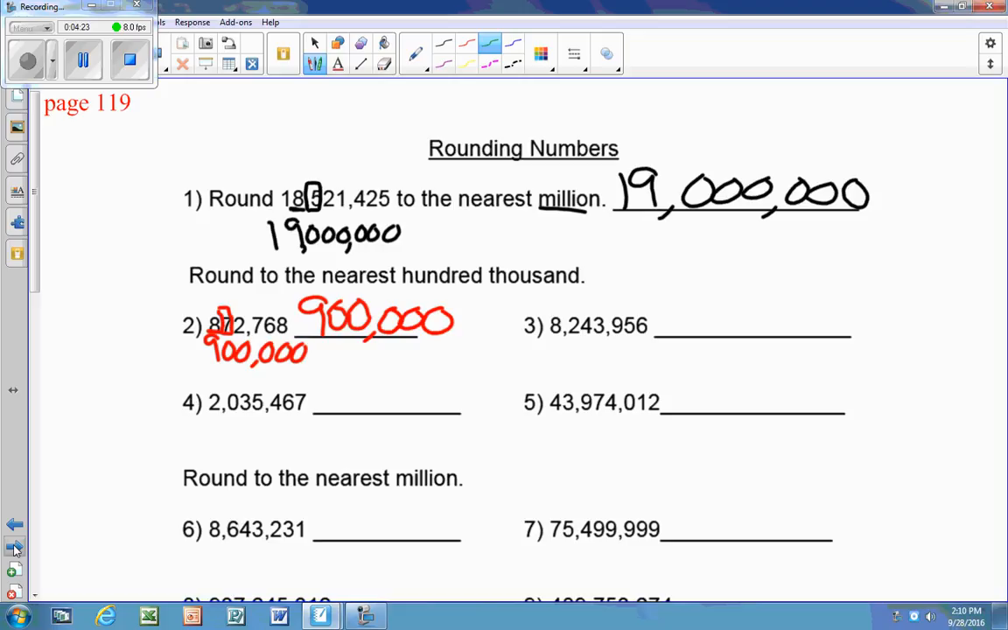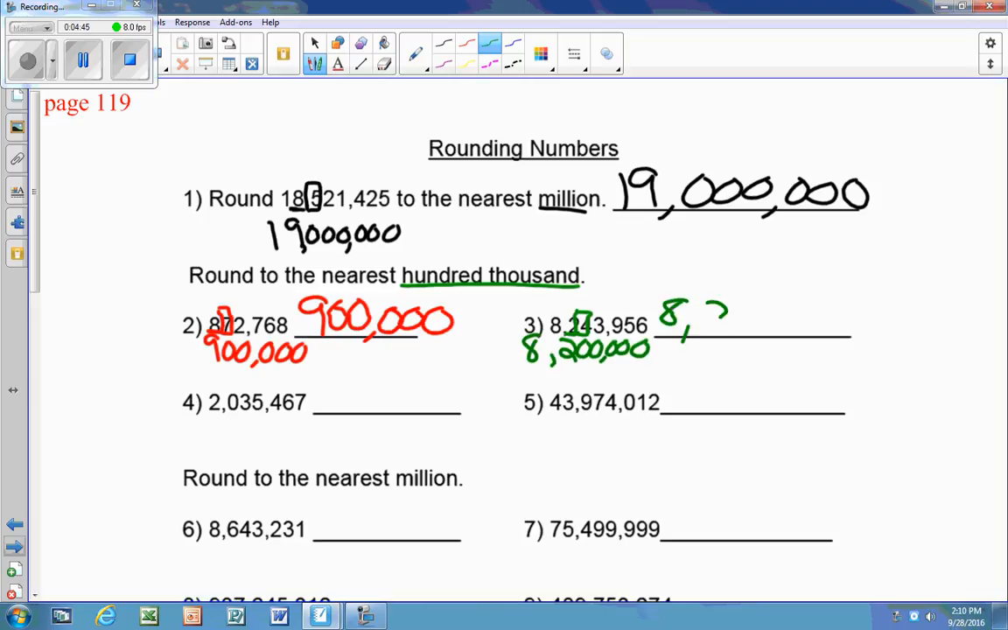If I look at question 3, the nearest 100,000 still. The 100,000 is that 2. I underline it. I box the number to the right, which is a 4. 5 or more, up the score. 4 or less, let it rest. Well, the 4 is 4 or less, so it lets the 2 rest. Everything to the right becomes a 0, and everything to the left stays the same.